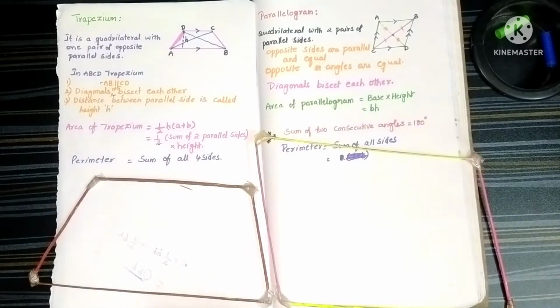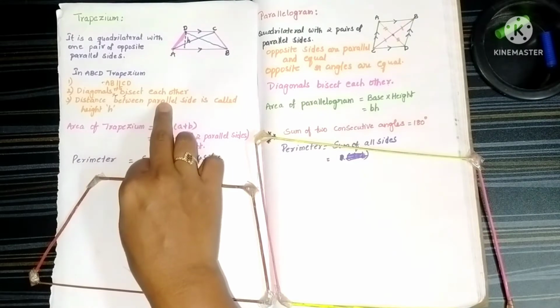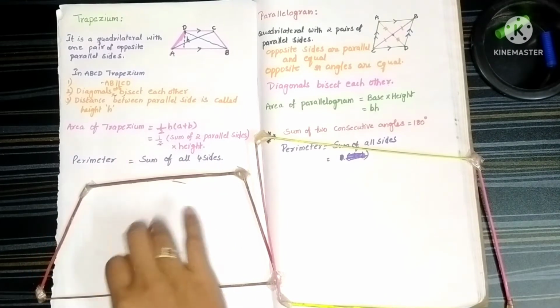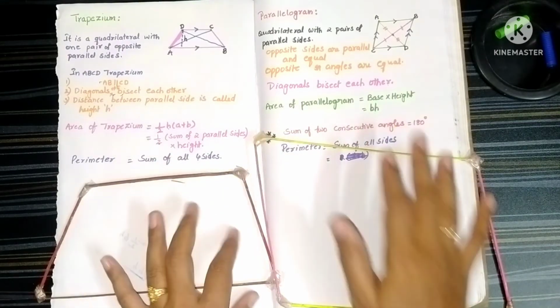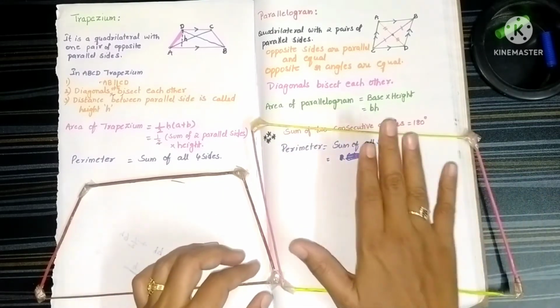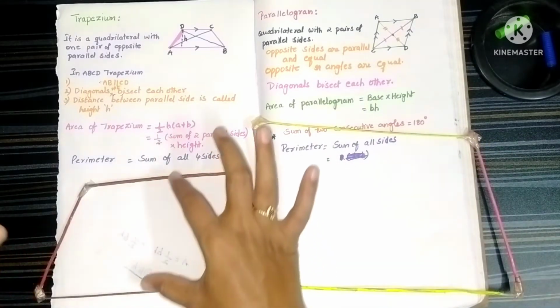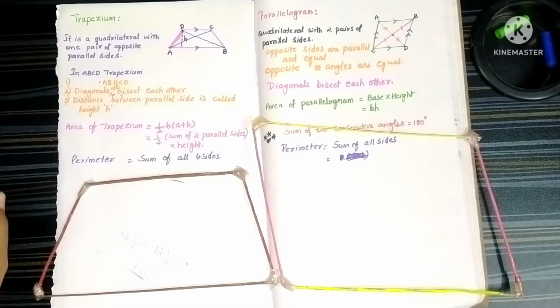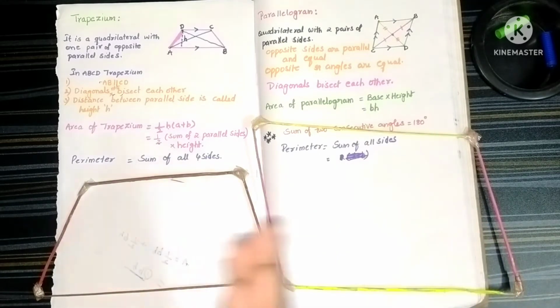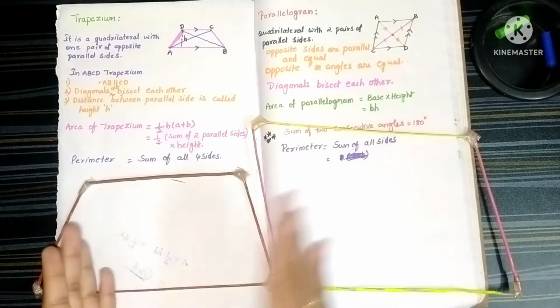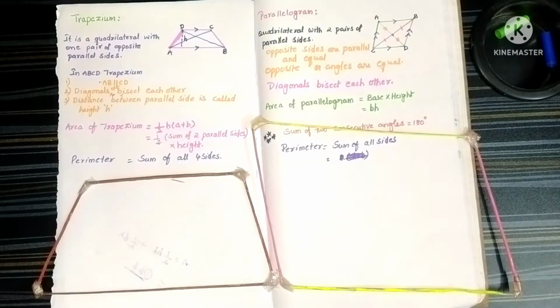Diagonals bisect each other in a parallelogram, and in a trapezium diagonals do not bisect each other. Only in a regular trapezium do the diagonals bisect each other. So we can say here two pairs of opposite parallel sides are there, and in a trapezium one pair of opposite parallel sides. So a parallelogram can be a trapezium. One pair is enough, but two pairs are there. So yes, it is true.